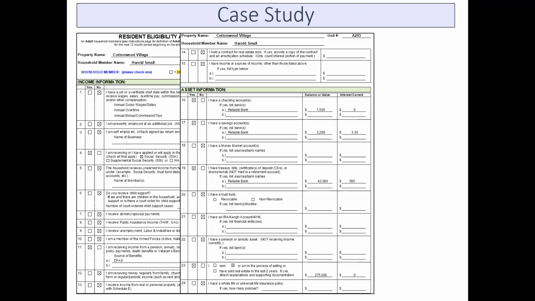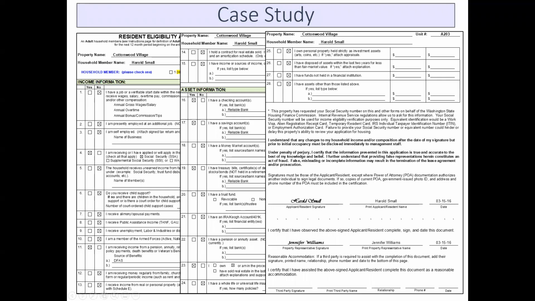Also on number 23, if you look, it says that Harold has real estate or a home that he is in the process of selling, and he's given an approximate value on that house of $275,000. Continuing on, no more assets disclosed. Harold has signed and staff has witnessed his signature. So there are our REAs for all 3 adults in the household, and that lets us know the type of income and assets that we're going to need to see verified.